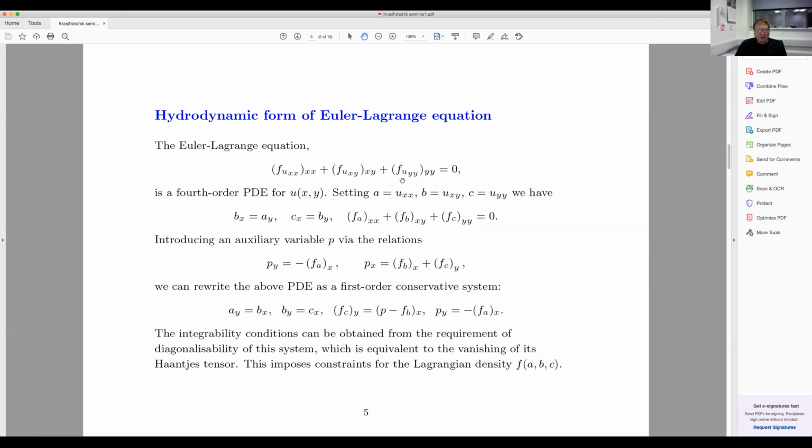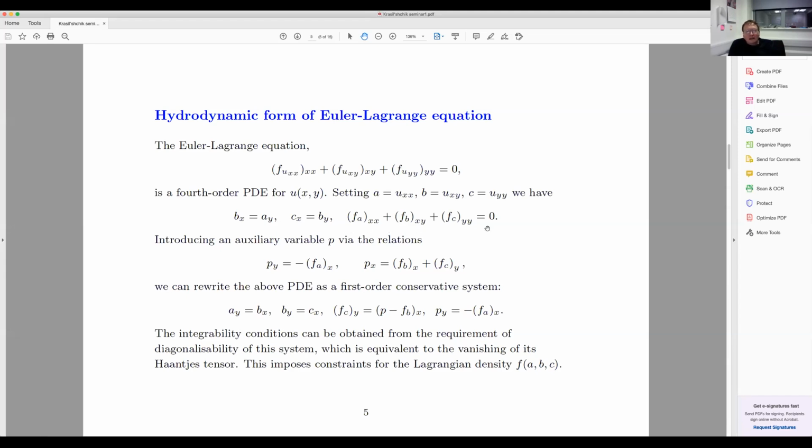And then this equation takes the following form, (F_a)_xx, because F_u is just F_a. F is a function now of a, b, c. So this fourth order equation takes this form. Now you see it has three dependent variables, a, b, c, and two independent variables as before, x and y. And I have two first order equations for a, b, c, and one second order equation for a, b, c.